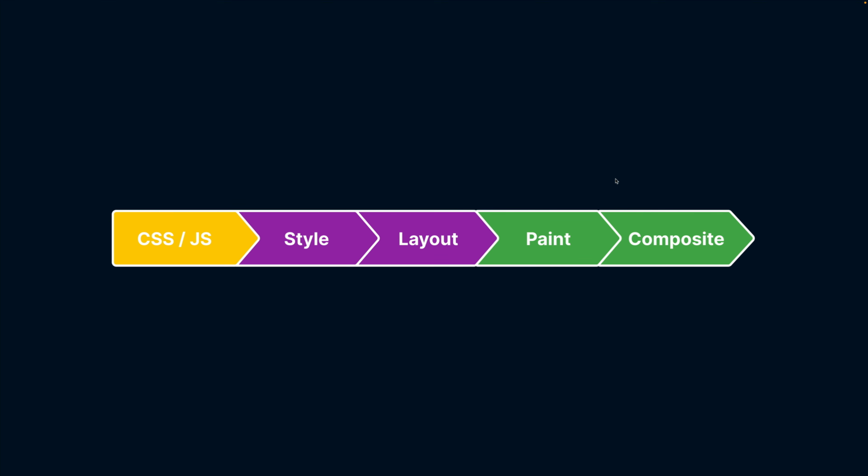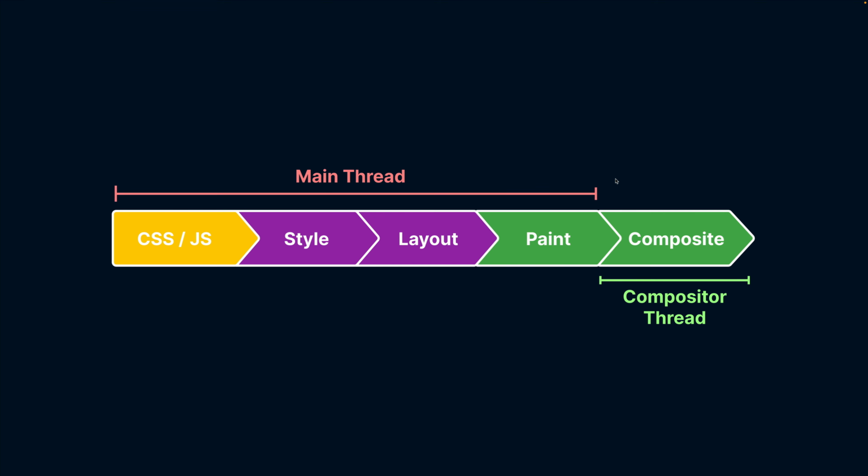But now, why is this important and how does this affect the performance? It's because of this. You can see that all of these steps, except the last one, are always run on the main thread, whereas the last one can be executed on the compositor thread. Which means if the property you are animating hits any of these steps, then it will always go to the main thread, which means it will be affected if the main thread gets blocked.